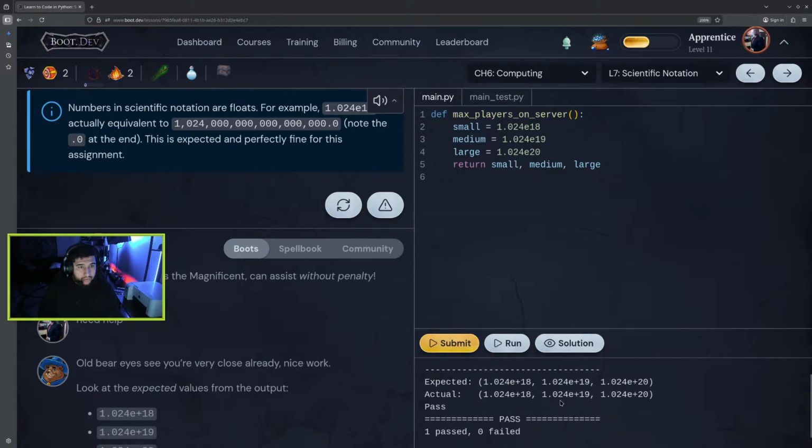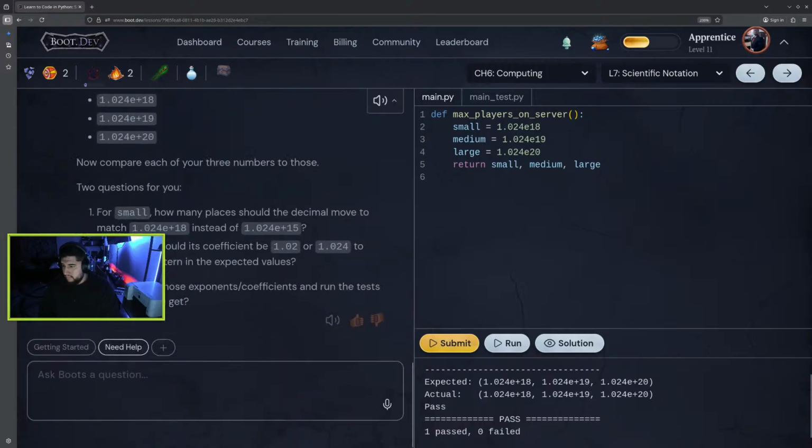How is only one passing? Okay, two questions for you. For small, how many? Okay, instead of 15. For large, should its coefficient be 1.02 or 1.024 to match the pattern as expected? Try adjusting, run test, and see what you get. Okay, but I passed. Now what? I passed only one.